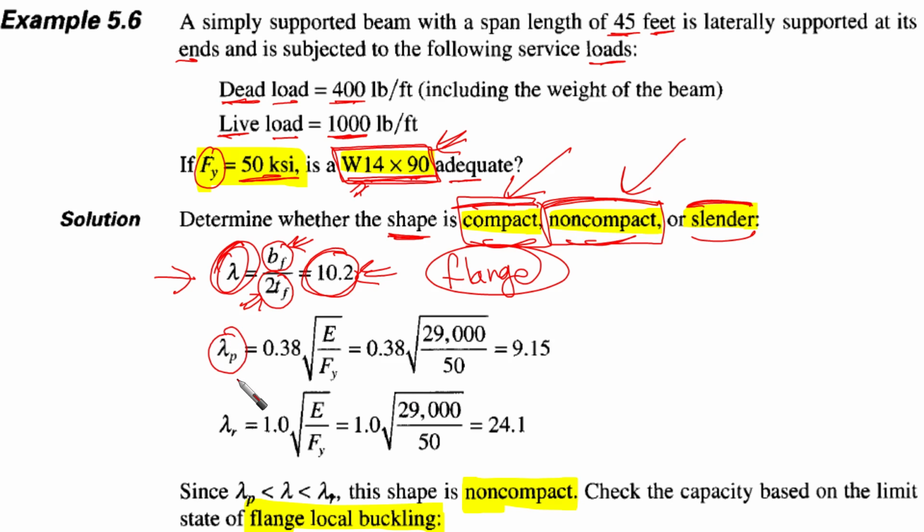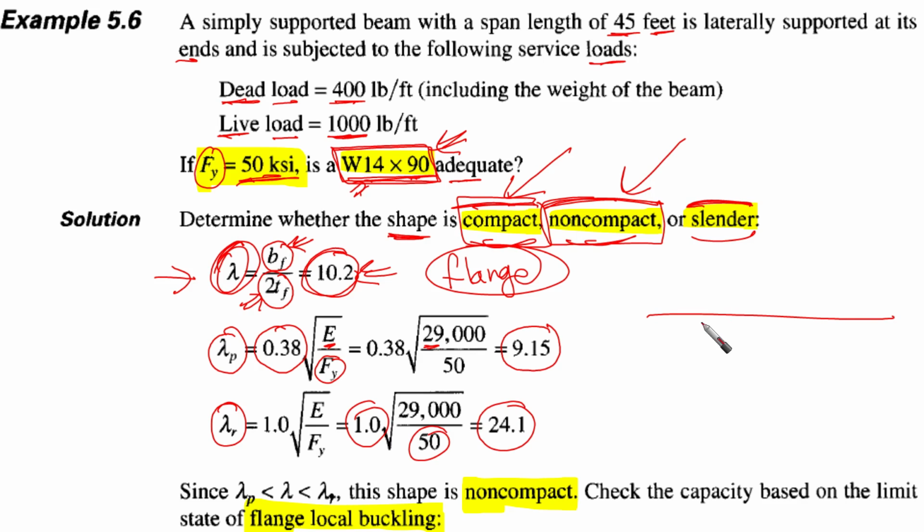Then we need to know the limits. Lambda p, the plastic limit, and lambda r, the slenderness limit. Here we have 0.38 times the radical of E over F yield. This gives us 9.15. Remember that E for steel is a constant, 29,000 ksi. F yield is given already. And lambda r is 1 times the radical of 29,000 over 50 ksi. This gives us 24.1. Lambda p is found to be 9.15, lambda r is 24.1, and we are at 10.2. This means that we are between lambda p and lambda r. So we are here.